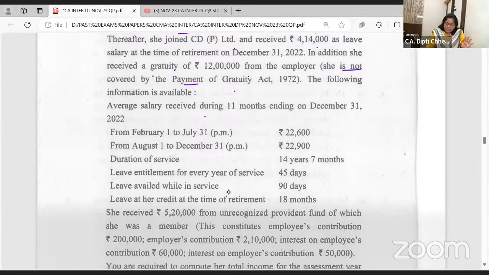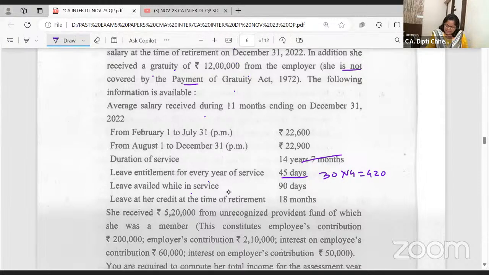Now you have received leave entitlement; 7 months you ignore. Leave entitlement 45 days. But as per the leave salary section, how much is allowed? 30 days per year multiplied by 14. I'm going to solve this problem in the notebook because it's really nice. 420. How much leave is availed or allowed? 90 days.